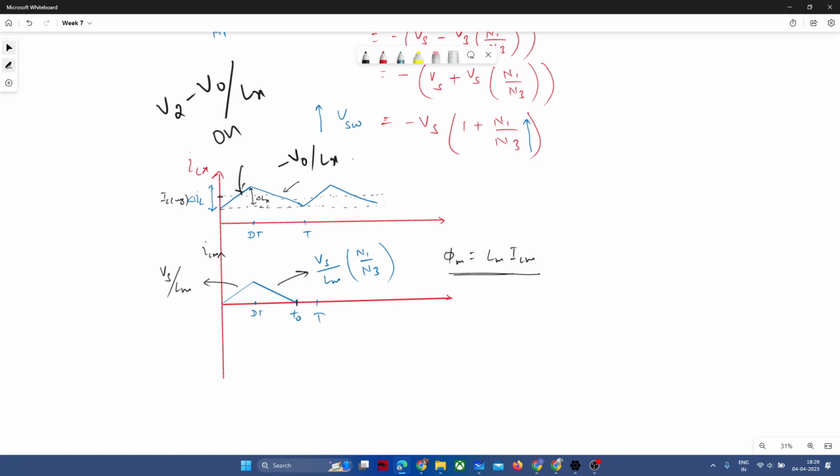Because it should not have any energy at the end of the cycle. Yes, it is a transformer, you are correct. If it will have some certain energy at the end of the cycle, then what will happen? Then the current will rise from there in the next cycle. Correct, that's perfect.